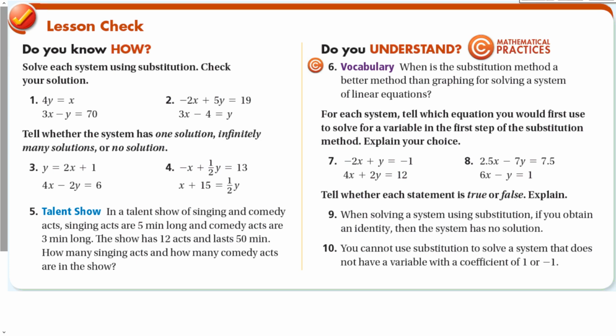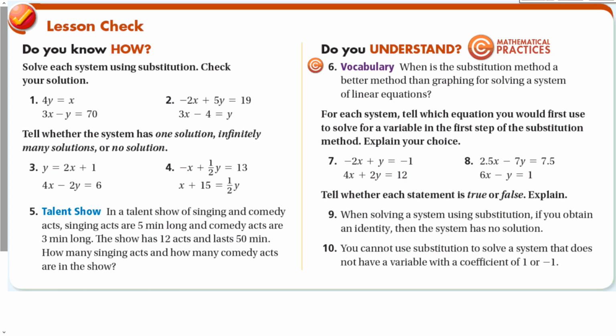Okay, so for our lesson check, solve each system with substitution. This one is not going to work out very nicely, but I can just plug in 4y for x. So we have 3 times 4y minus y is equal to 70. So 12y minus y is equal to 70. 11y is equal to 70, so the answer is going to be 70 over 11. Okay, of course that's y.